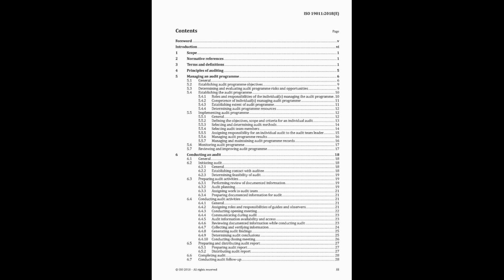Absolutely. Now moving on to subclause 5.4.4, which deals with determining the resources that will be needed for the audit program. Okay, so now that we know how big the program is going to be, we need to figure out what kind of resources we'll need to make it happen. Exactly. And this includes a whole range of things. First and foremost, you need to think about financial resources. So how much money is going to be needed to fund the program? Exactly. You need to cover things like auditor fees, travel expenses, training costs, equipment costs, and any other associated expenses. So it can be a significant investment depending on the size and complexity of the program.